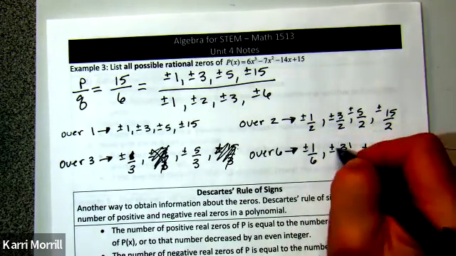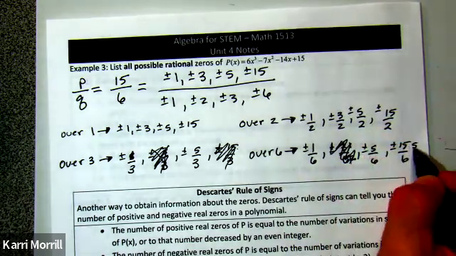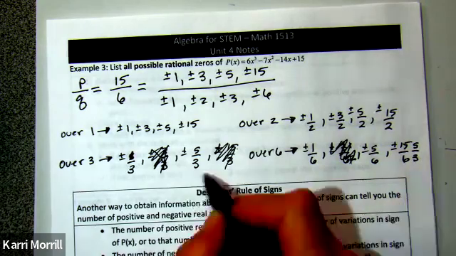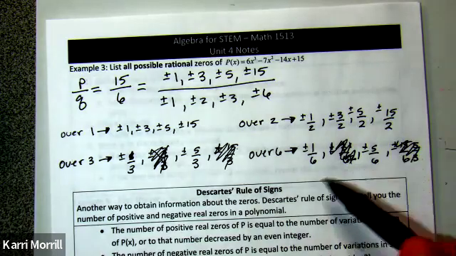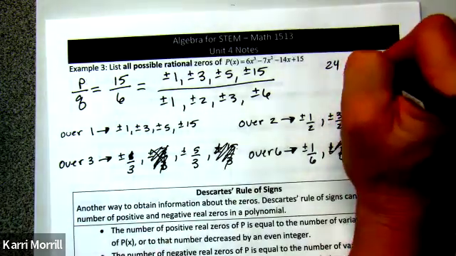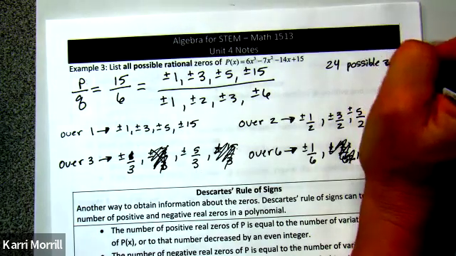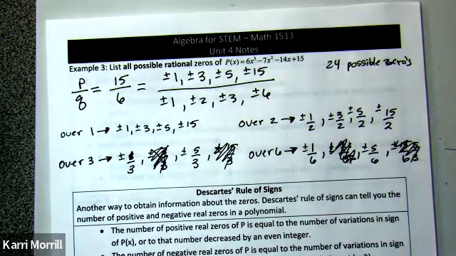Which was in that list above, so that's a repeater. And then 15 over 6 reduces to 5/3, which was in this list. These others don't. So we have 8, 9, 10, 11, 12. Again, we had 24 total possible zeros. We're going to be learning how to find the actual zeros later, but this is just one step leading us in the direction of finding the actual zeros.